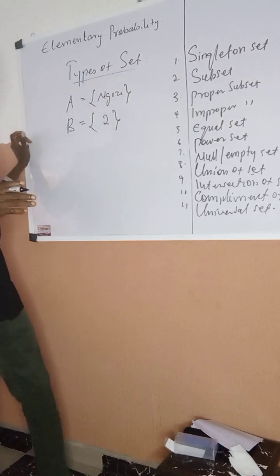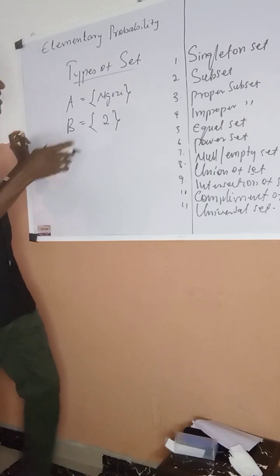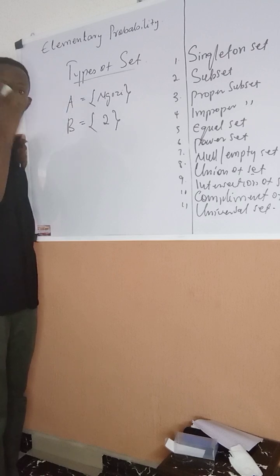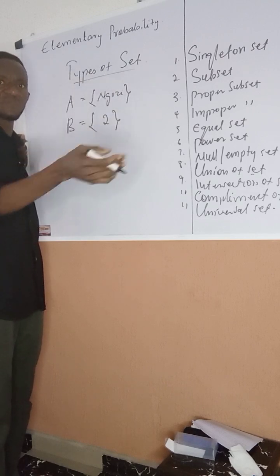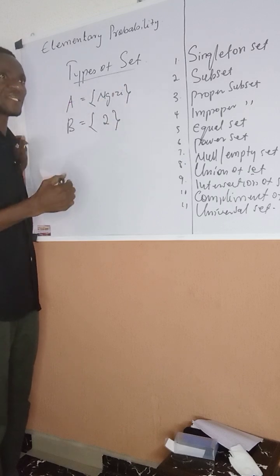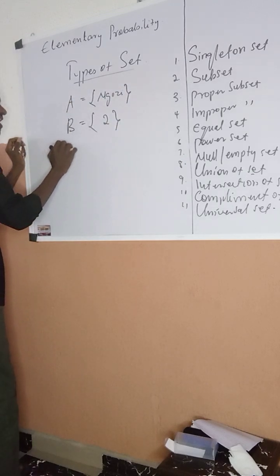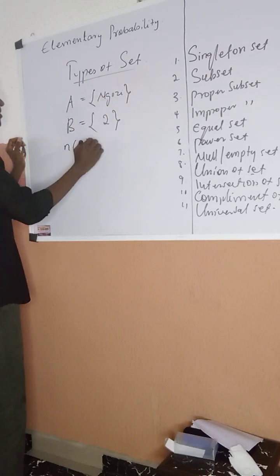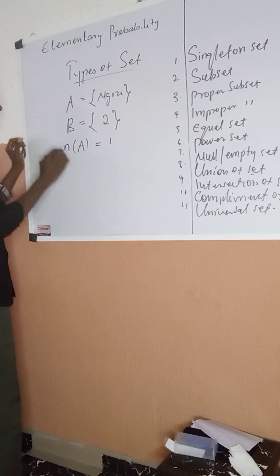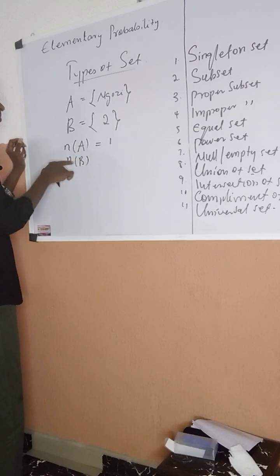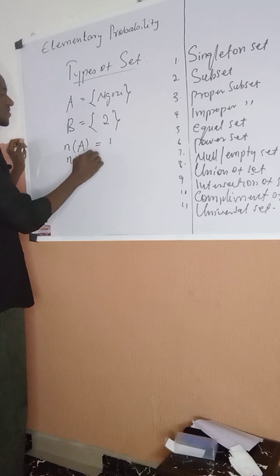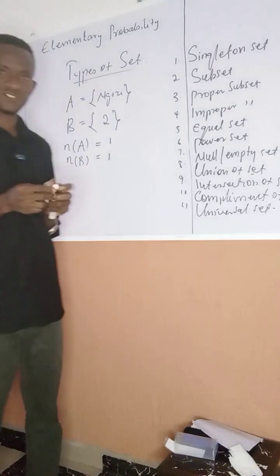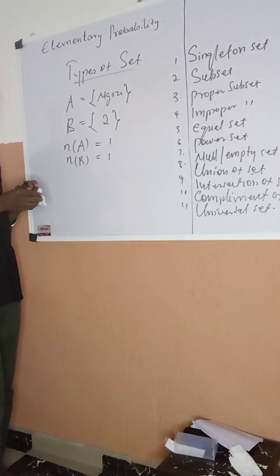These are what we call singleton sets because they contain only one member and the cardinality of each of them is 1. Cardinality is what we mean by number of members inside a set, and it is always written as n(A), meaning number of elements in this set A, which equals 1. Or we talk about n(B), number of elements inside B, which of course equals 1. These are what we call singleton sets.